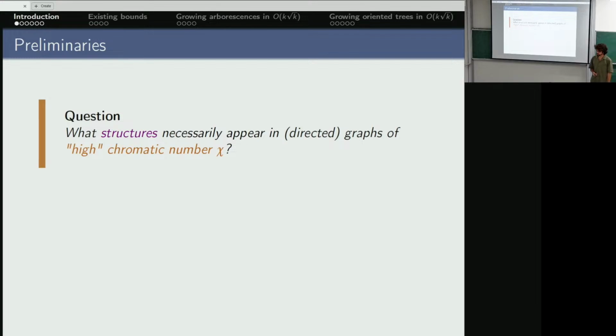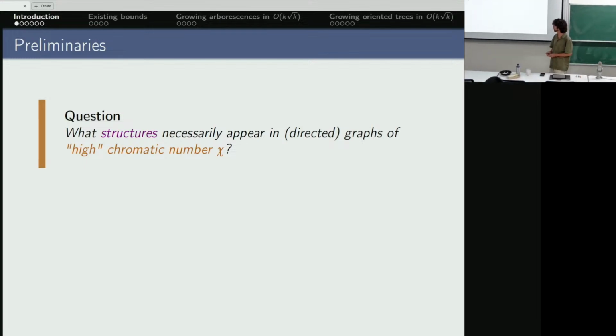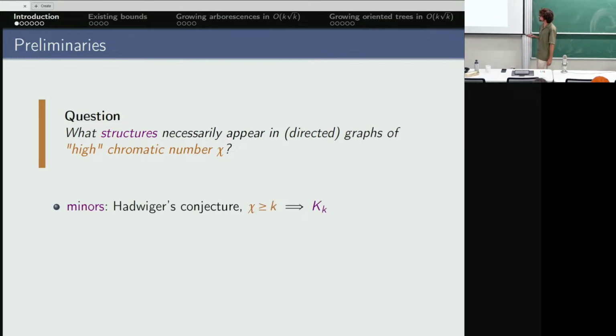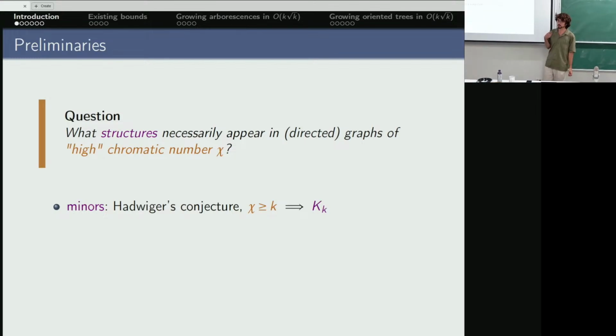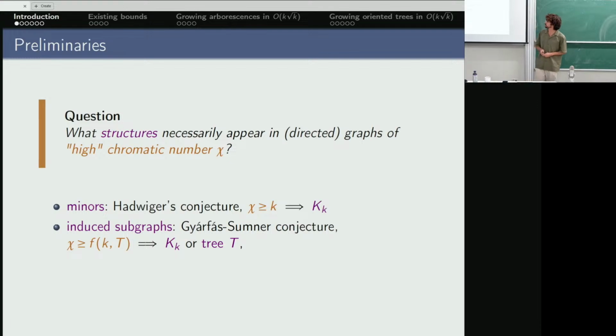So the general question we are interested in today is what structures have to appear in graphs or directed graphs with high chromatic number. And I'm being intentionally vague here with the terms structures and high chromatic number because there are many ways in which you can give meaning to those. So if you understand structures in terms of minors, this question is Hadwiger's conjecture, which says that chromatic number k in a simple graph should give you a clique of size k as a minor.